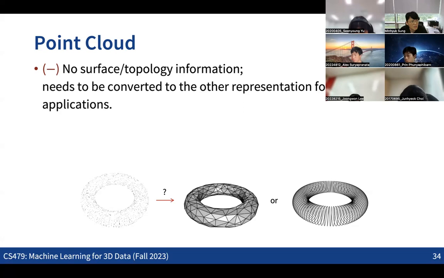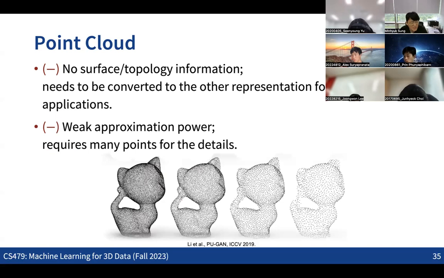And also, to precisely describe all the details of the geometry, we need tons of points. For example, to capture all the details here, we might need hundreds of thousands of points or even millions of points. But for many architectures that process point cloud data, it's not easy to increase the number of points, because as we increase the number of points, there might be issues in terms of memory or computation time. So that's also an issue for the point cloud.